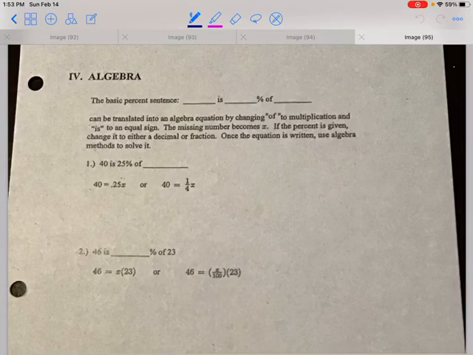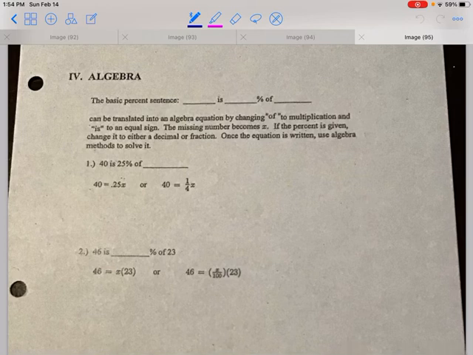Okay, so we are on handout 34. This is going to be the last method we're going to learn today. This is the algebra method. This is the method that I was taught. This is the only method I was taught, and it is actually my least favorite, but I will go through the steps with you. So we know we have our basic percent sentence.